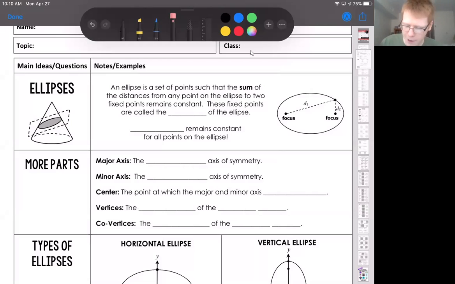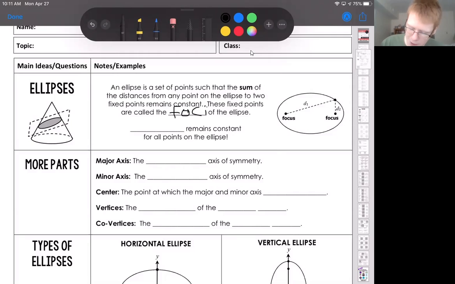So they kind of define an ellipse. An ellipse is a set of points such that the sum of the distances from any point on the ellipse to the two fixed points remains constant. These fixed points are called foci, the plural of focus. I usually say foci, but it's foci. So it's the foci of the ellipse. It's the plural of focus. I kind of say it like focus, but I could be completely wrong.